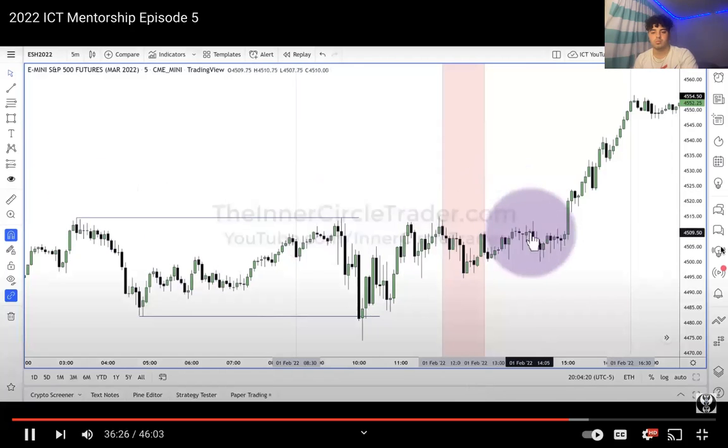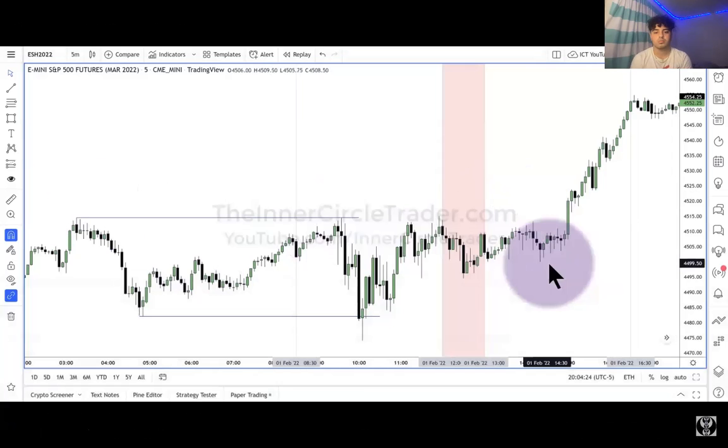Consolidation through lunch. After 1:30 in the afternoon, wait for a swing low to be violated, and then rally. What if you don't get a swing low that trades below it? What do you look for?